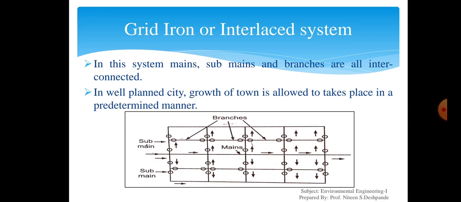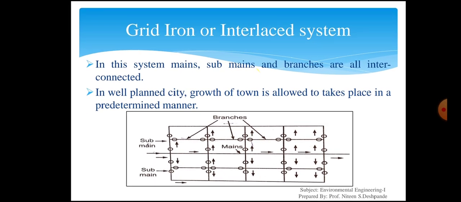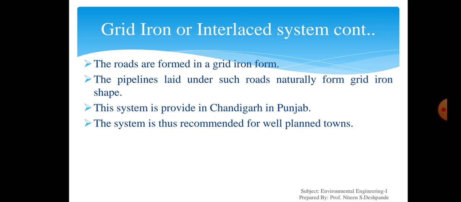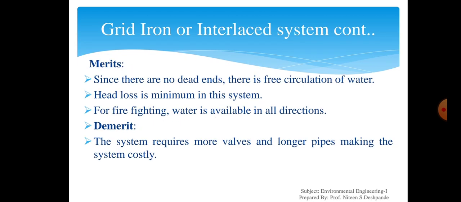In the diagram you can see the roads are planned in the gridiron form and pipelines laid under such roads naturally form the gridiron shape. Hence the name gridiron or interlaced system. These types of systems are used for well planned cities. So it is already used in Chandigarh. Now we'll see the merits and demerits of the system.